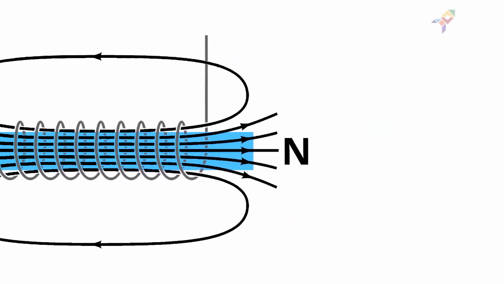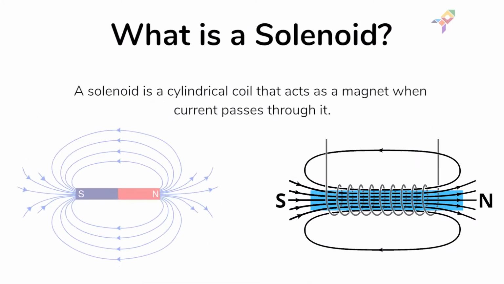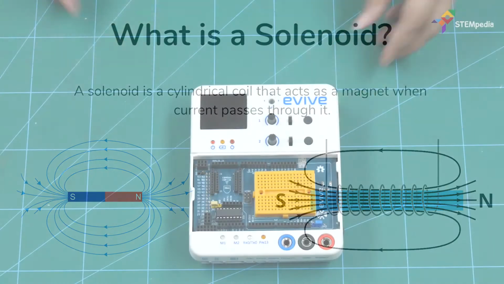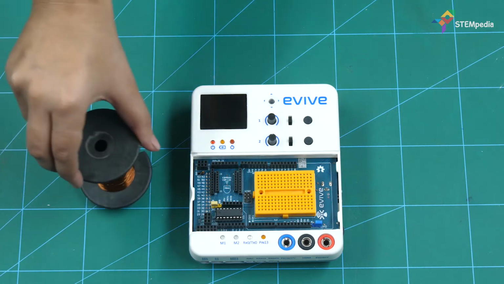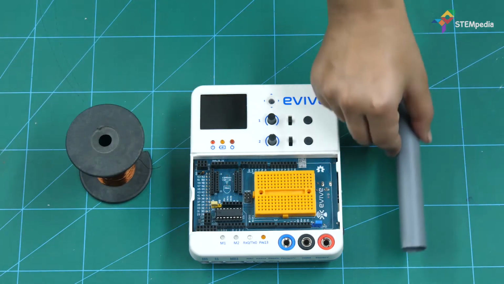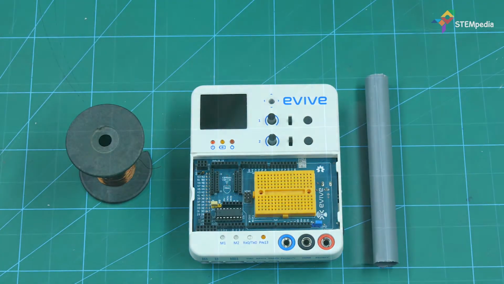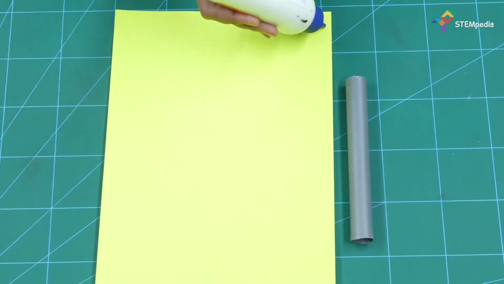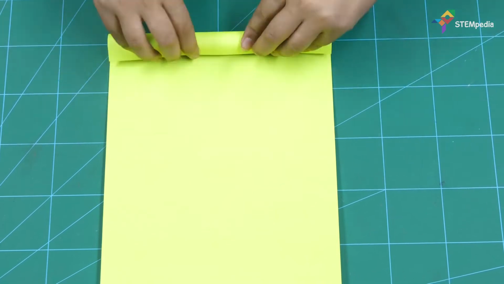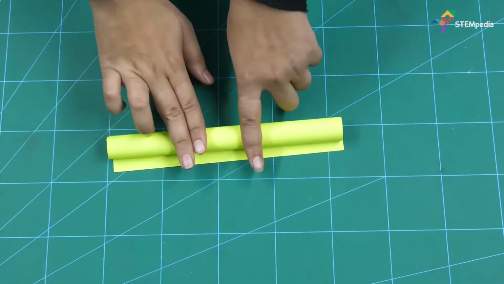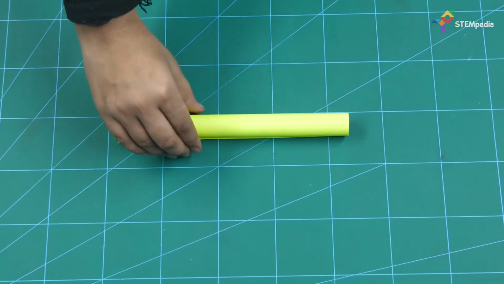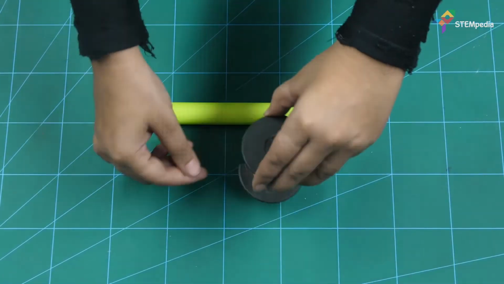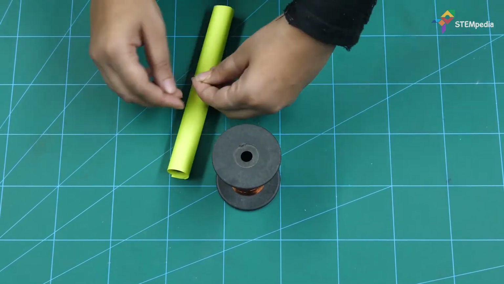Let's start by making a solenoid. A solenoid is a cylindrical coil that acts as a magnet when current passes through it. Here we are using a PVC pipe and copper coil to make the solenoid. Wrap the colored paper around the PVC pipe. Once done, wrap the copper coil around it.